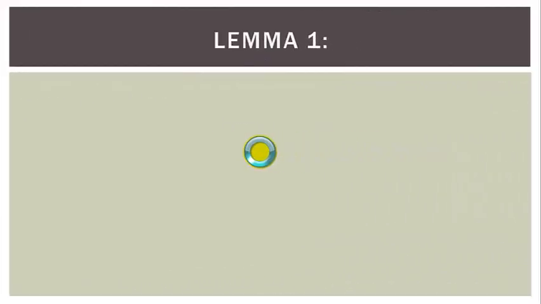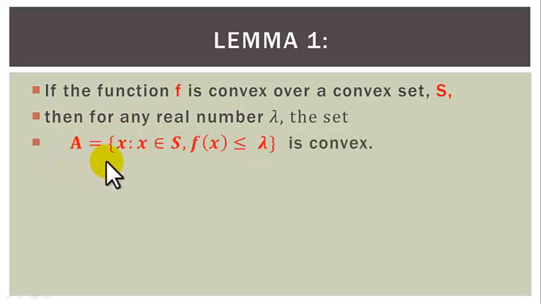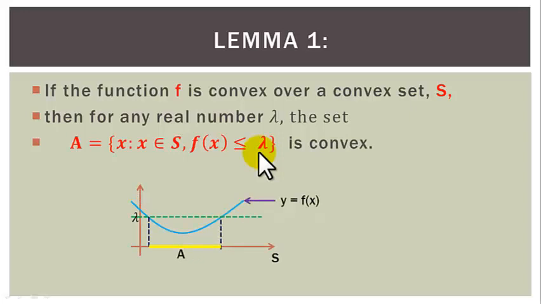Let us take on this lemma 1. If the function f is convex over a convex set S, then for any real number lambda, the set A defined as the set of all x such that x is element of S and f of x is less than or equal to lambda is convex. Let us illustrate this using this diagram.